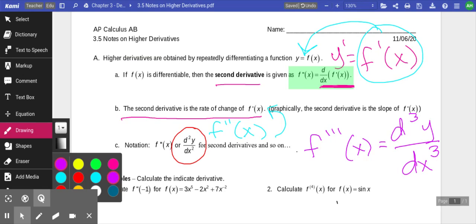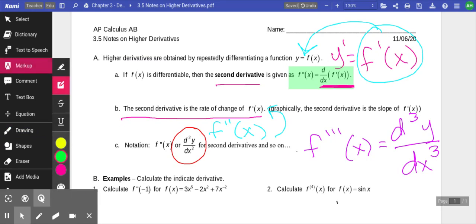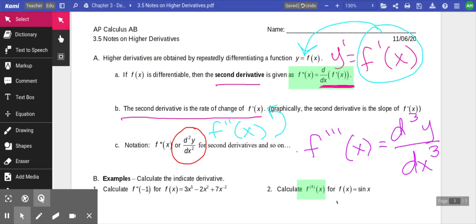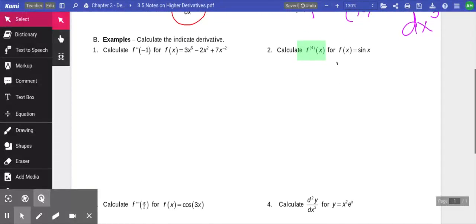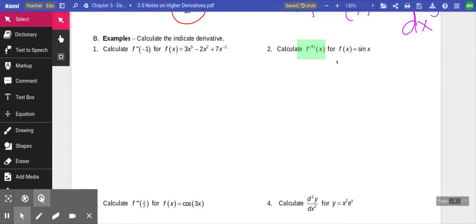Once we move beyond a third derivative, you can see in problem 2, we have this f with a 4 in the superscript of x, meaning find the fourth derivative. Beyond the third derivative, we stop using tick marks and just indicate numerically which derivative we are taking. I'm going to do examples 1 and 2, and then you need to try the remaining examples to see what you can come up with.